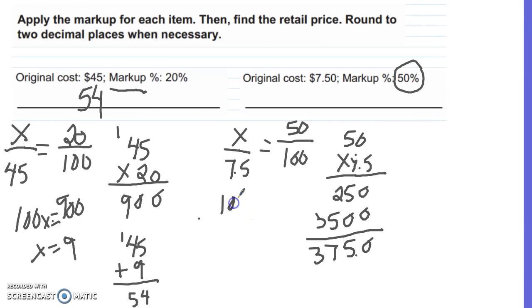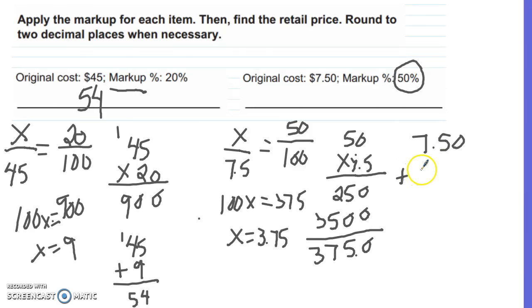Well, we have to divide by 100. Remember when you divide by 100, it's like moving the decimal 2 places to the left. So we get $3.75. Since this is a markup, we add the original plus the markup. Line up the dot and give it all you got.